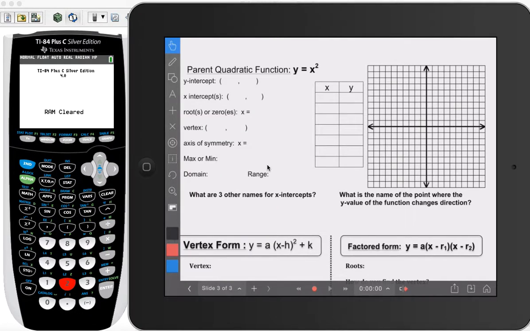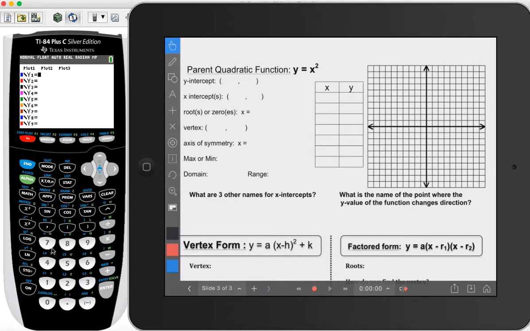Working on lesson 3.1, quadratic functions, graphing quadratic functions in both factored form and vertex form. So let's first look at the parent quadratic function, which is the most basic function, y equals x to the power 2. In order to graph this, let's plot it in our calculator.